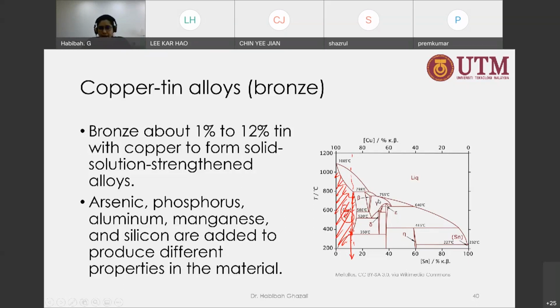We can also add other alloying elements such as arsenic, phosphorus, aluminum, manganese, and silicon to have different properties.